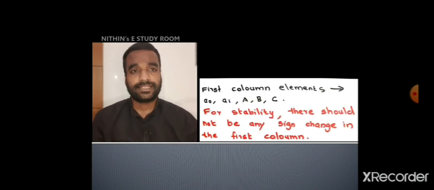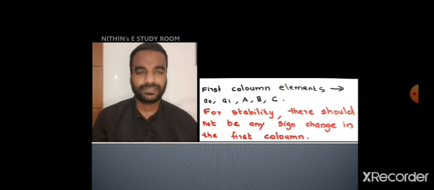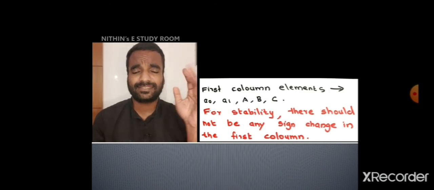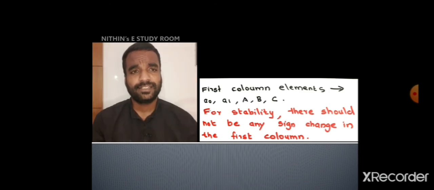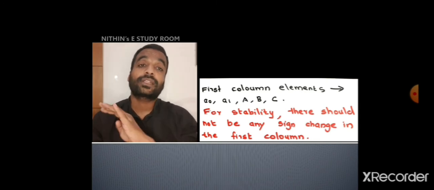First column elements A0, A1, A, B, C. Please check those values. If they are not symbolic values like A0, A1 but simple numericals, we can easily check whether they are positive or negative. That is the important thing. For stability, there should not be any sign change in the first column. That is, if A0 is positive, A1 should be positive, A should be positive, B should be positive, C should be positive. Or otherwise, all the terms should be negative.